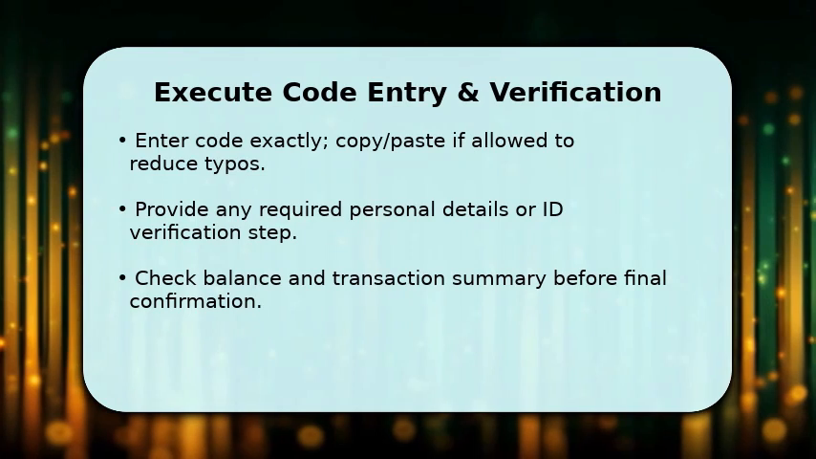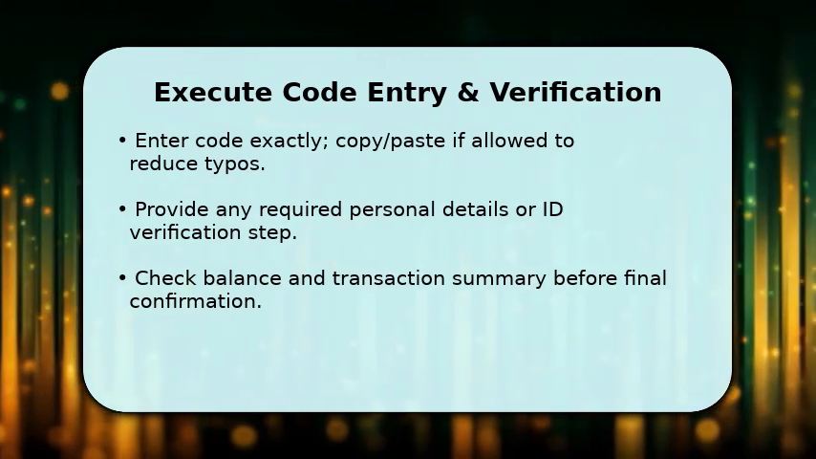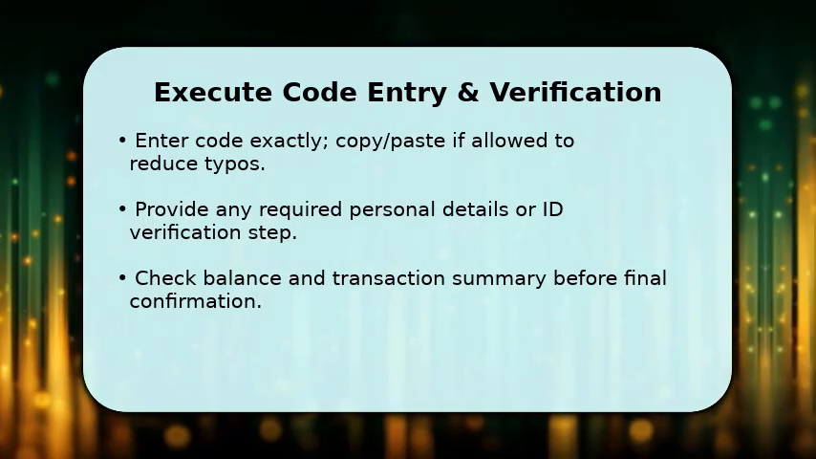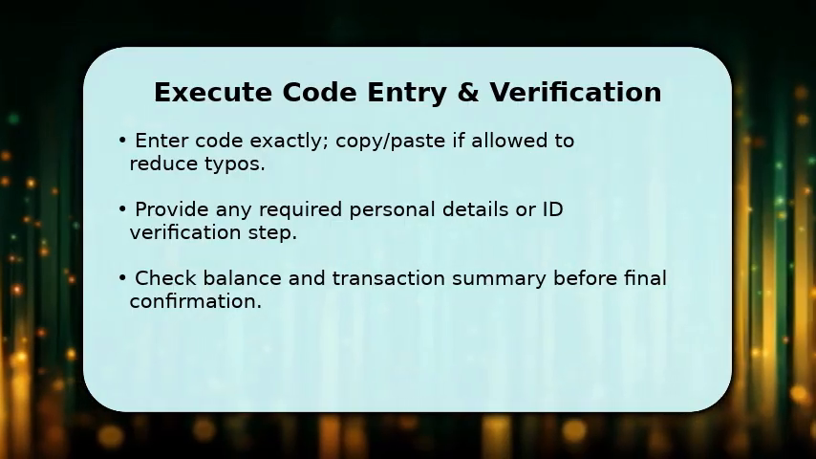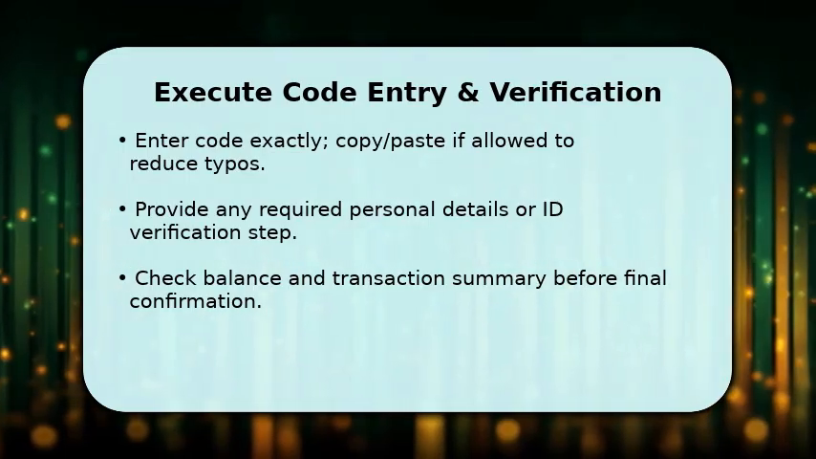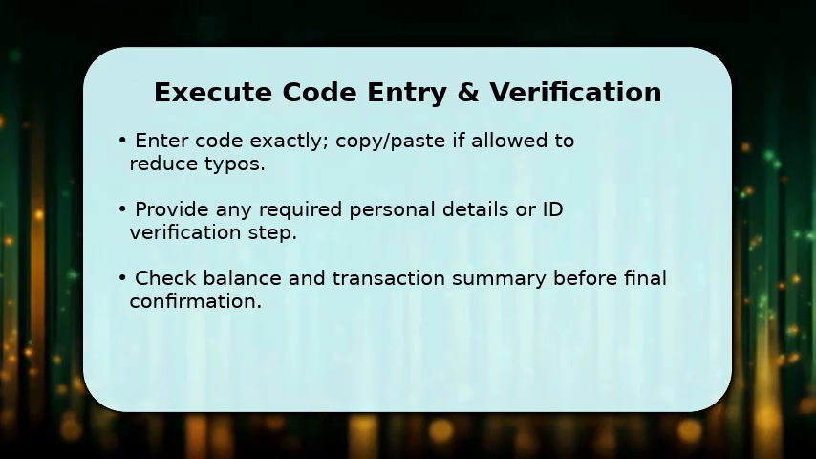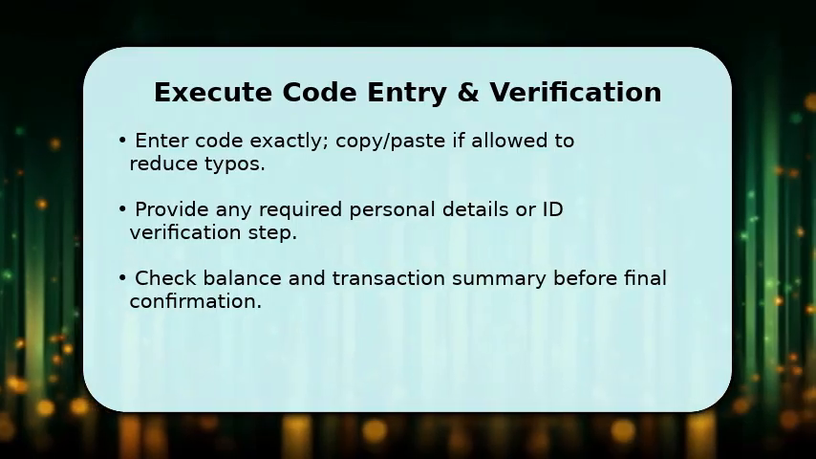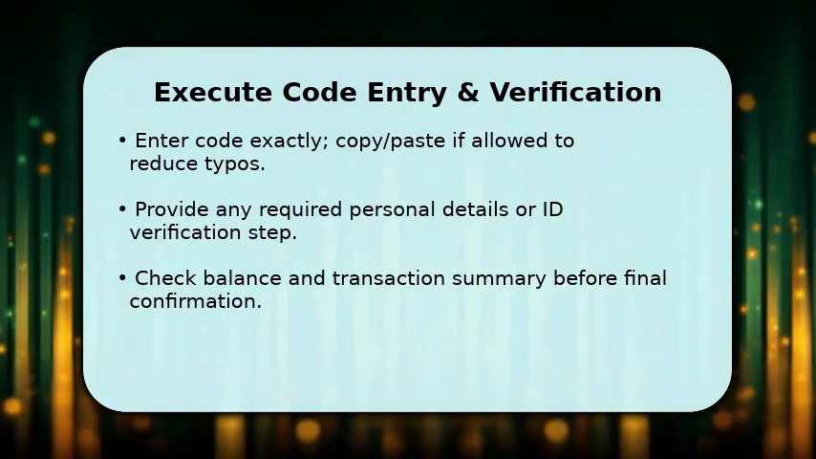You now complete the core execution. Paste or carefully type the Transcash code, then follow the page prompts for verification. Provide any requested name or ID info so the system can authorize the code. This step prevents rejections. Once the code validates, review the balance and transaction summary to confirm amounts, fees, and recipient details. If prompted, choose Reload or Payment Destination, then proceed to confirm. These precise checks reduce failed transactions and save time resolving disputes.